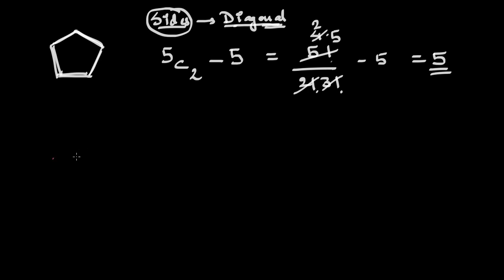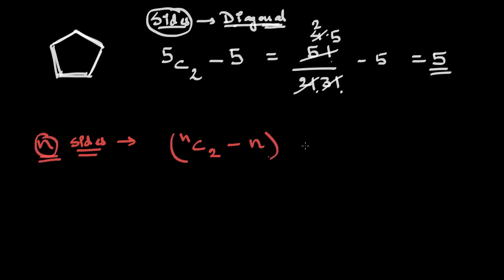Let us generalize this. Now let's say that I have a polygon of n sides. If I need to form a diagonal, and if the sides are also considered in diagonals, total number of diagonals will be nC2. But since sides are not the diagonals, I will subtract the total number of available sides, that is n. So nC2 minus n will give me the total number of diagonals in this n-sided polygon.